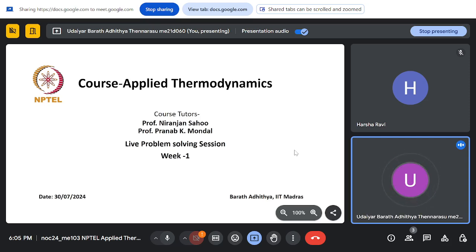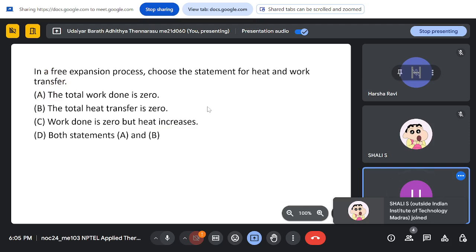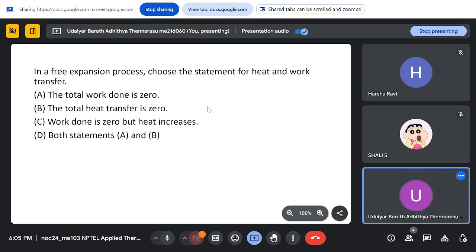Okay, then I'll move on with the questions which I've prepared. First we'll see some small MCQ type problems, just to brief up, and then we'll see numerical type problems. The first is: in a free expansion process, choose the statement for heat and work transfer. Option A, the total work done is 0; the total heat transfer is 0; work done is 0 but heat increases; both statements A and B.